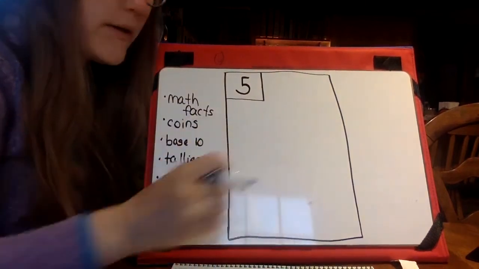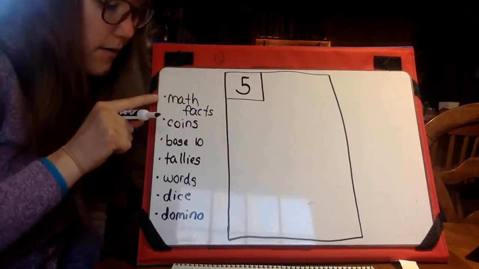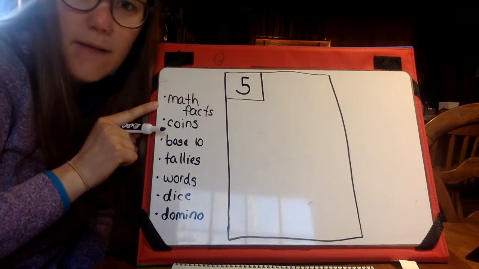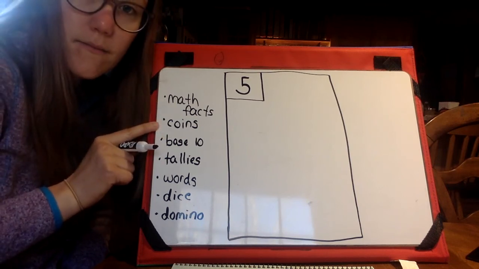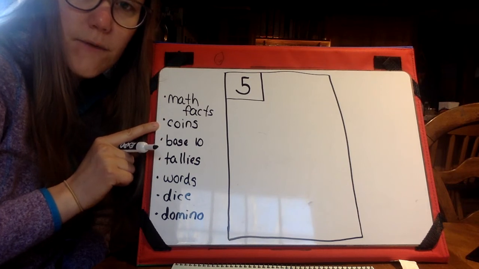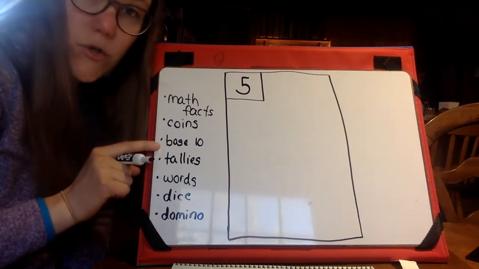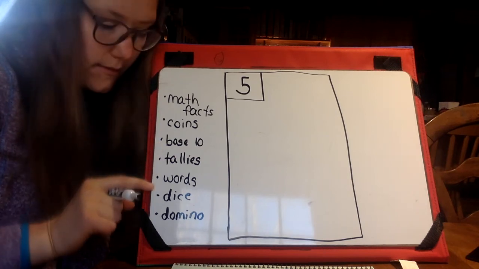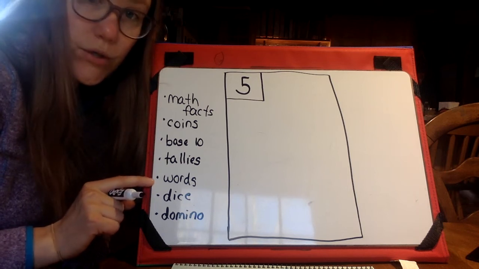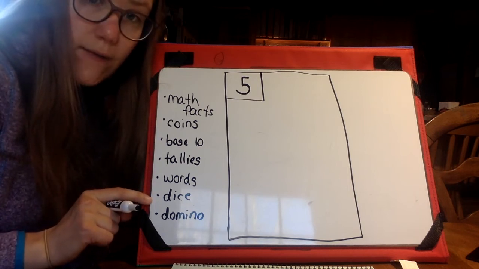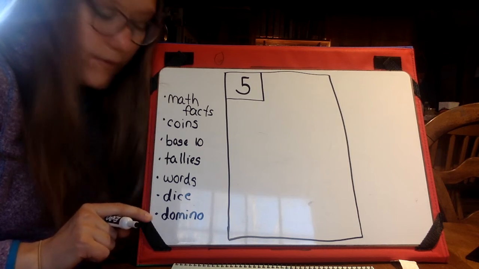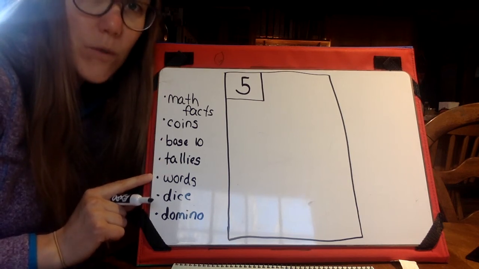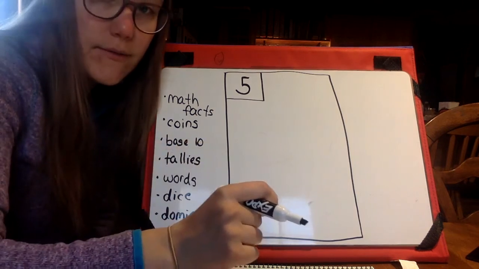So in here, you're going to put all different ways that you can show 5. So it could be math facts that equal 5. It could be coins. So maybe different coins to show 5. You could show 5 with base 10 blocks. You could show 5 with tallies. You could show 5 with words. You can show 5 with dice. You can show 5 with dominoes. Now, with words, remember, I'm not just going to write 5 different words. I'm going to write the number word 5, okay?